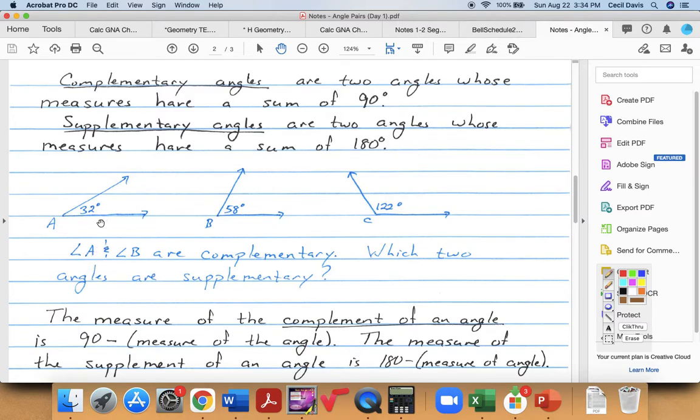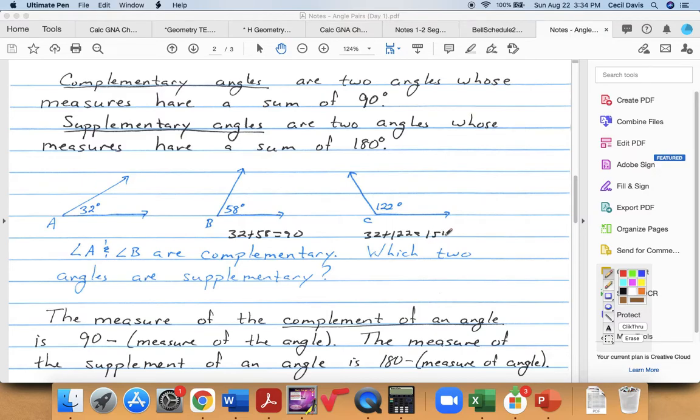So if we look at this, angle A and angle B are complementary. How do I know that? Well, I know they're complementary because 32 plus 58 is equal to 90. Which two are supplementary? Well, let's see. If I add 32 and 122, that's 154. That's not it. How about if I add the 58 and the 122? That's 180. So angle B and angle C, those are supplementary angles.